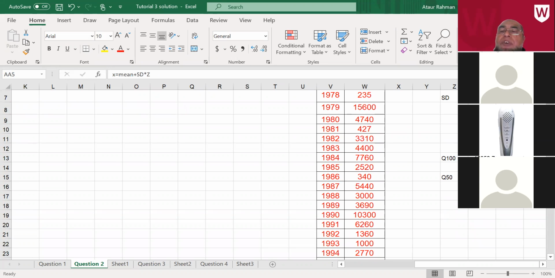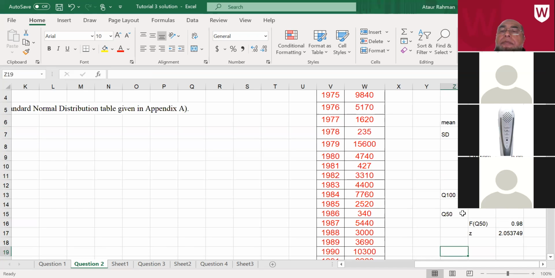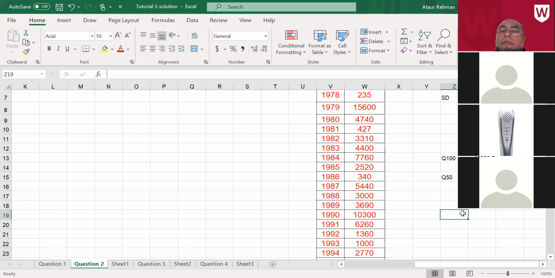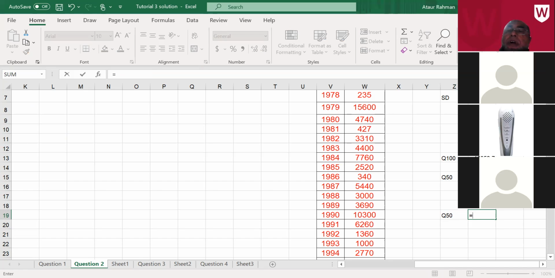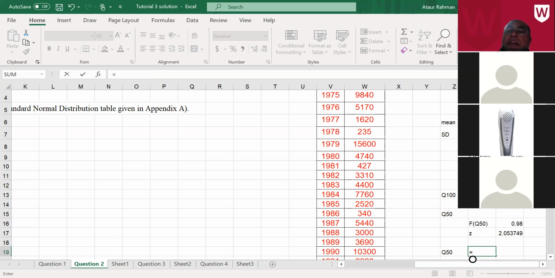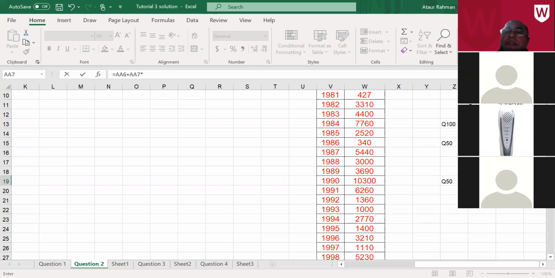So then we can find out our Q50, which is equal to the mean plus the standard deviation times the Z. We have got it here. So that is our Q50. So that is our Q100 flow, and that is our Q50 flow.